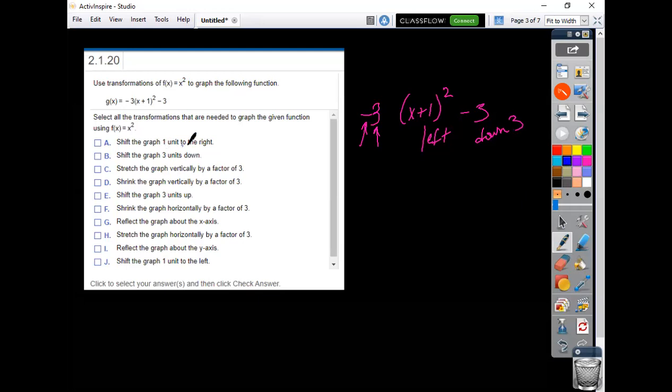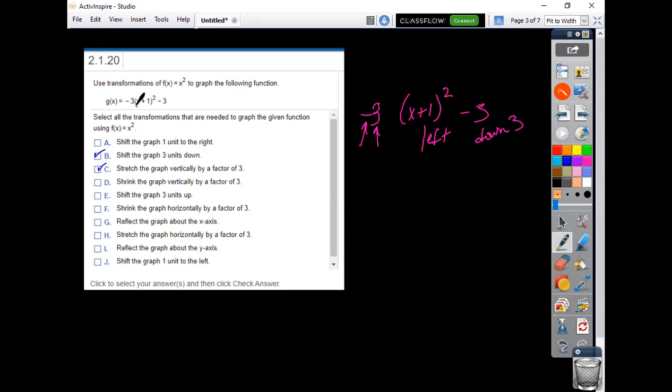Did it shift the graph 1 to the right? No, that's 1 to the left. Did it shift the graph 3 units down? Yep, that's 3 down. Did it stretch the graph vertically by a factor of 3? Yeah, it's also going to flip it. Did it shrink the graph vertically? No, that would be a 1/3. Did it shift the graph 3 up? No, that's 3 down.